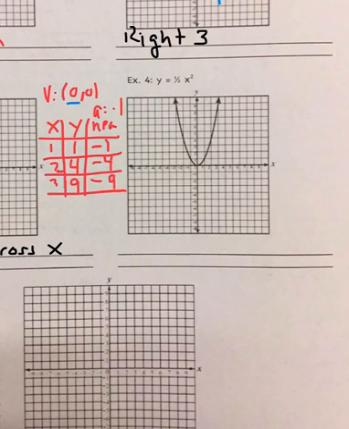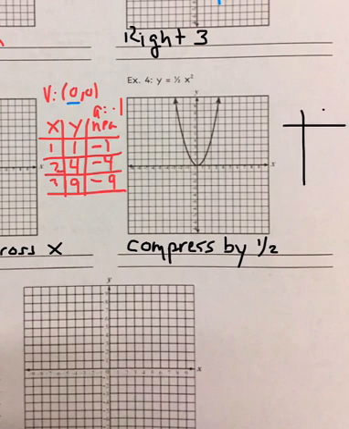Okay, so for number 4, we have y equals 1/2 times x squared. That 1/2 is our a value. Because it's between 0 and 1, we say it compresses. You compress by 1/2.